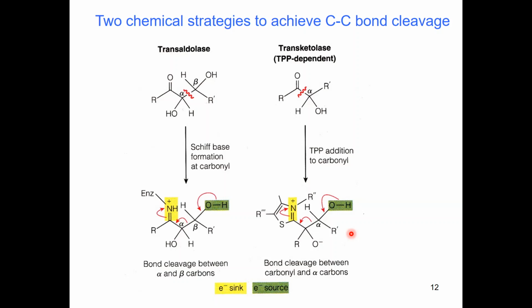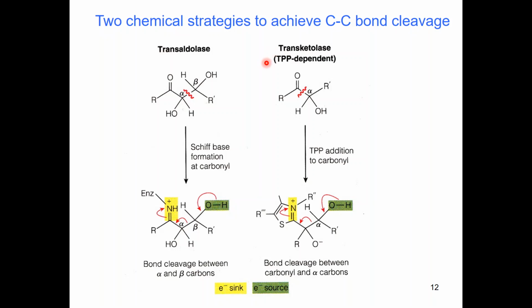So what's the difference? Why are 2 enzymes required for C-C bond cleavage? Transaldolase catalyzes cleavage of the C-C bond between the alpha carbon with respect to the keto group and the beta carbon, right? So this bond is going to be cleaved. It utilizes a lysine residue, an active site amino acid side chain, to form a protonated Schiff base that serves as an electron sink in order to delocalize the electrons from the cleavable C-C bond.